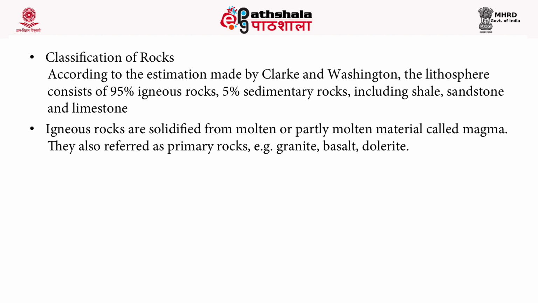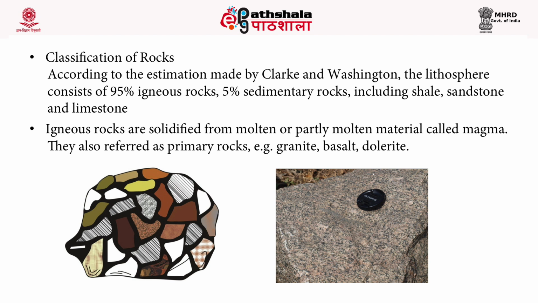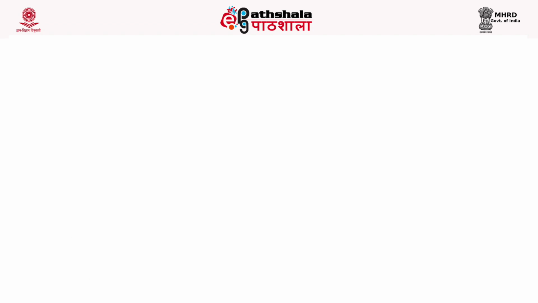Granite, basalt and dolerite are a few examples of igneous rocks. In this photograph you can see granite. This is a coarse grained granite rock. Sedimentary rocks. What are sedimentary rocks?